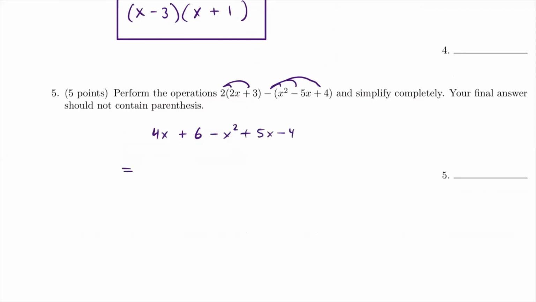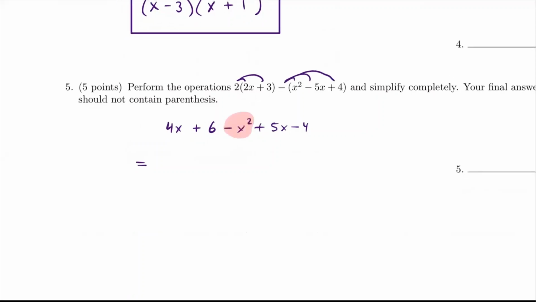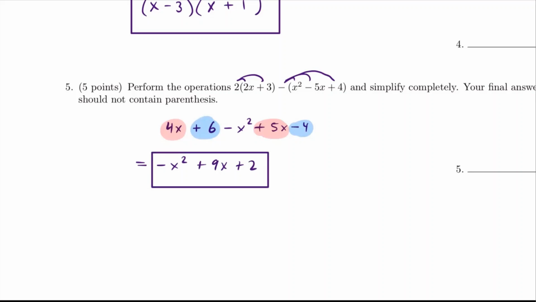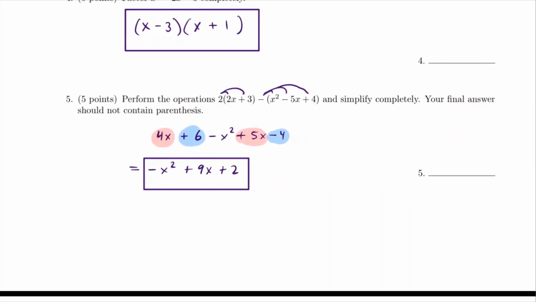And now you combine like terms. Let's start with the highest power. This one doesn't have any like terms, so we're just going to rewrite that. The next term we see is x. You have a 4x here and a 5x here, so you add them up, you get 9x. The next like terms we have are the constants 6 and -4. You add them up, you get +2. So there you have it. This is how you expand and combine like terms. That's our final answer for 5.